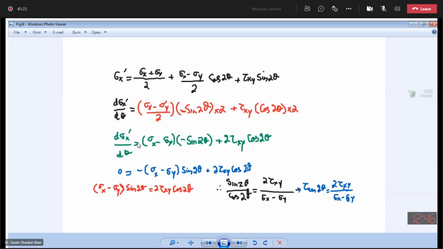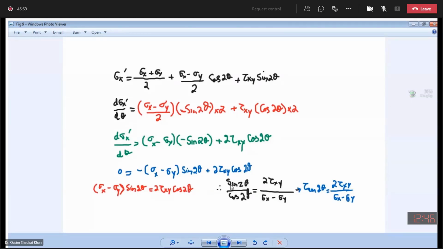Now we will equate this equation to 0. So this minus sign will come out: minus sigma x minus sigma y into sine 2 theta plus 2 tau xy cos 2 theta. So I will take this sigma x minus sigma y into sine 2 theta on the other side of the equation. So sigma x minus sigma y into sine 2 theta will be equal to 2 times tau xy cos 2 theta.